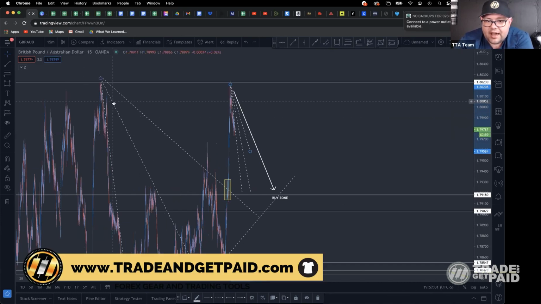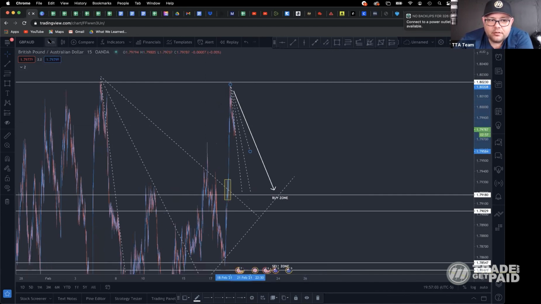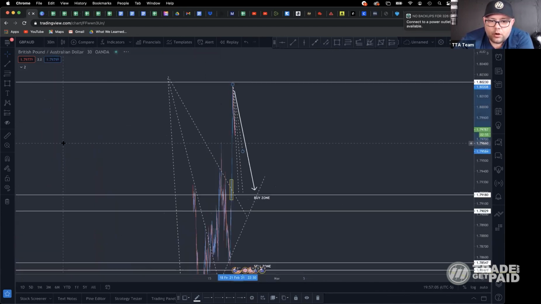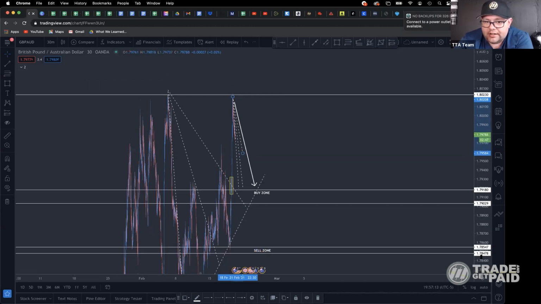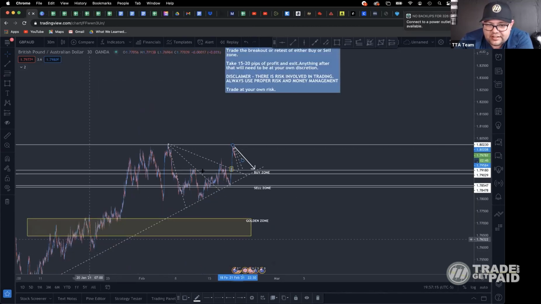And eventually we're going to have enough 15 minute movement where it's going to affect the 30 minute. Now we're starting to see real movement. Now we're starting to see what we've been trading this whole time. Now we're starting to see 30-minute movement that is affecting the 4 hour.